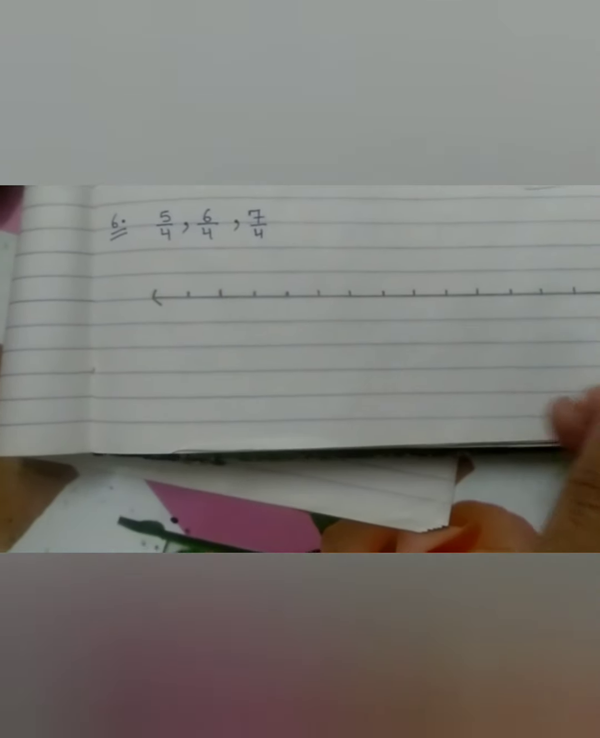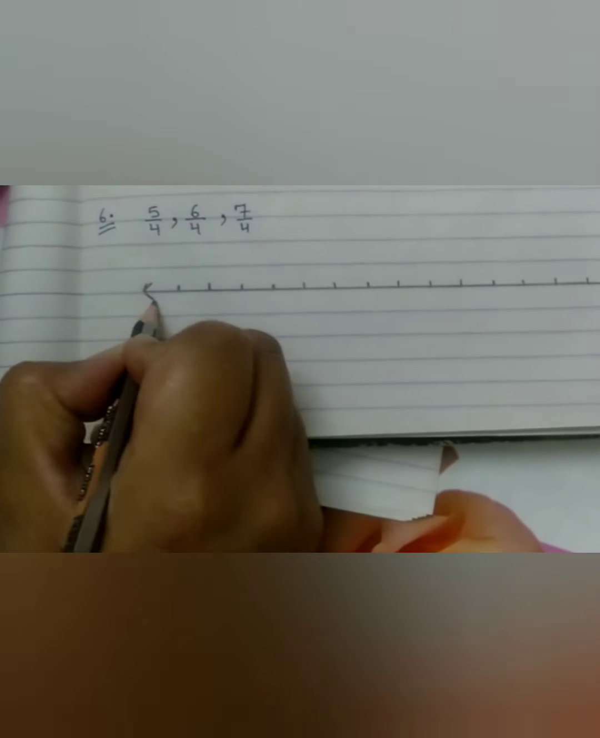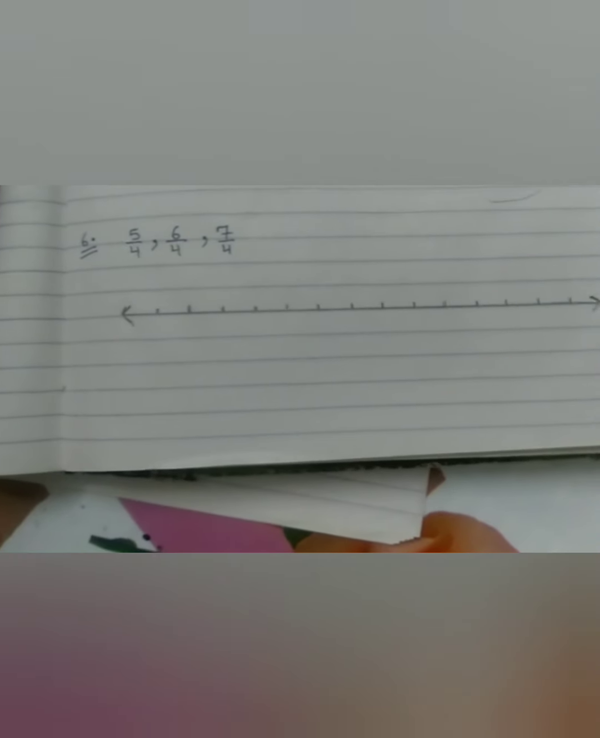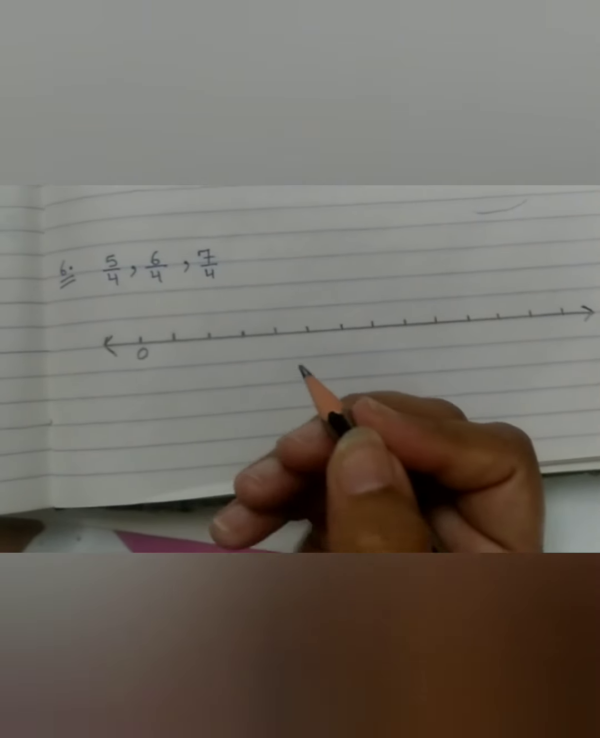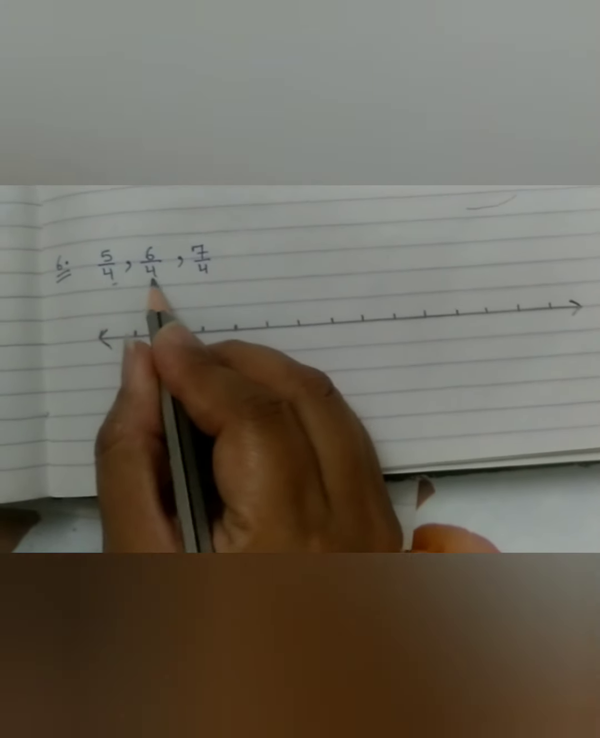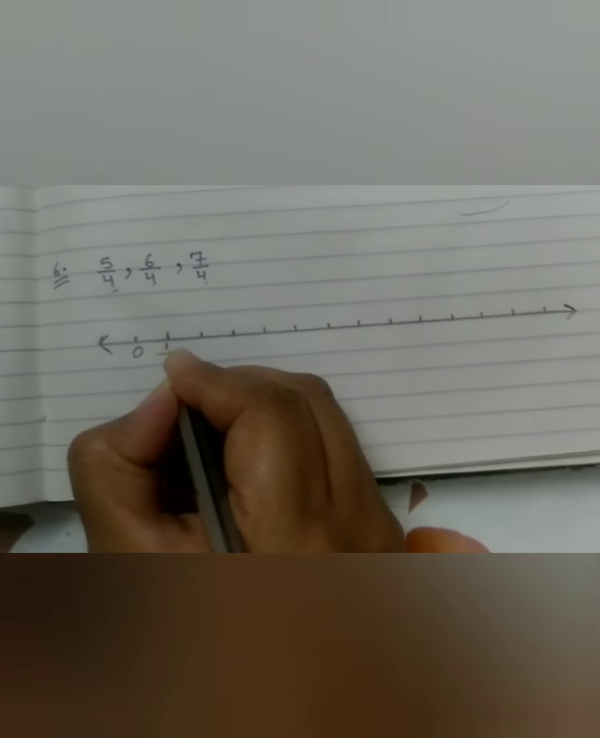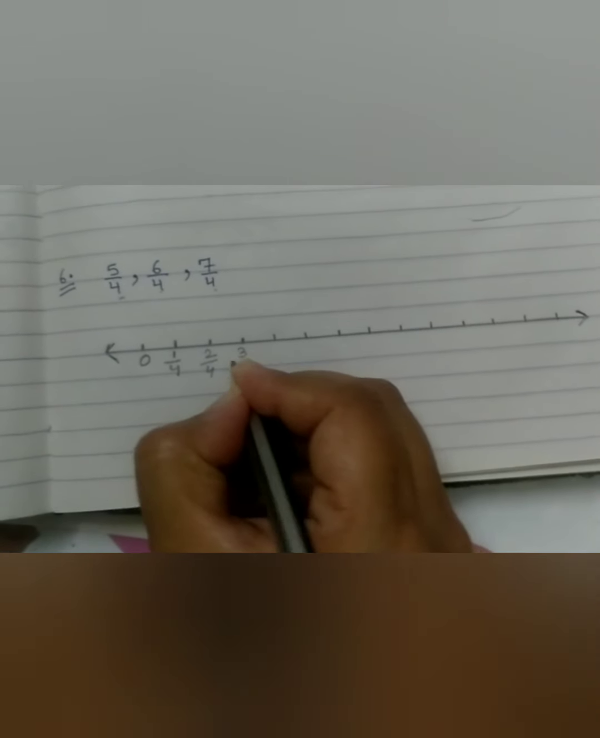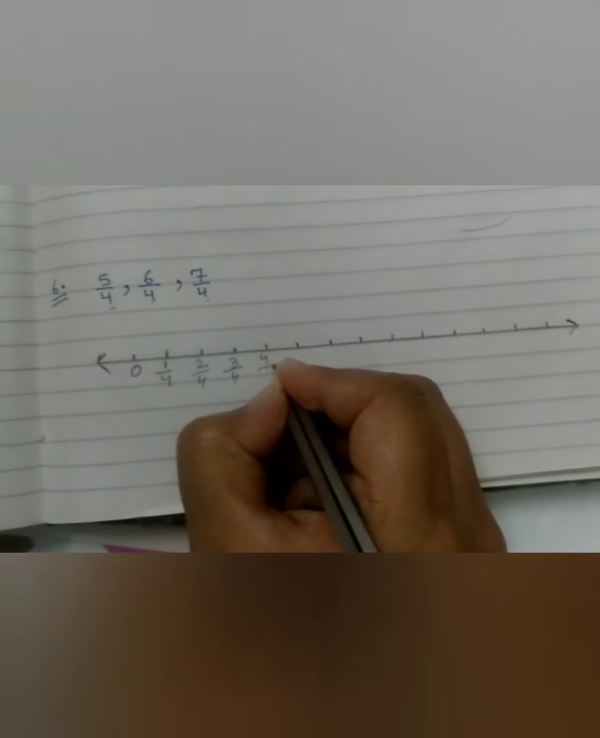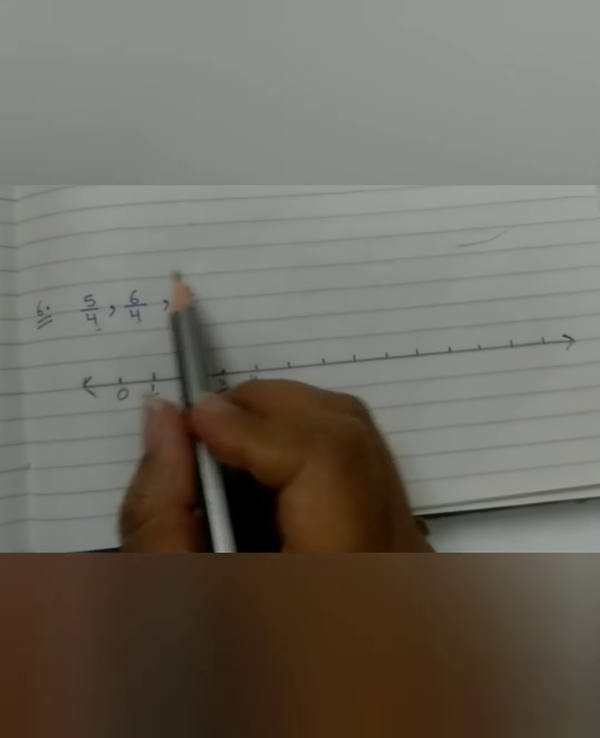Again I have drawn a line. I have put arrows on both sides. Make sure you are also going to put arrows on both sides. And what will be the first point here? Again, the first point will be 0. Now just see what is the denominator here. 4. So our first point will be 1 by 4. Then 2 by 4, 3 by 4 and 4 by 4 is what? 1.